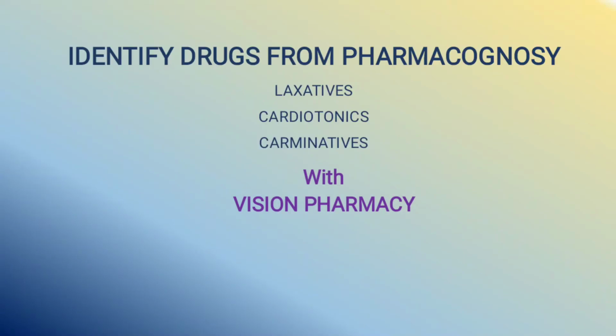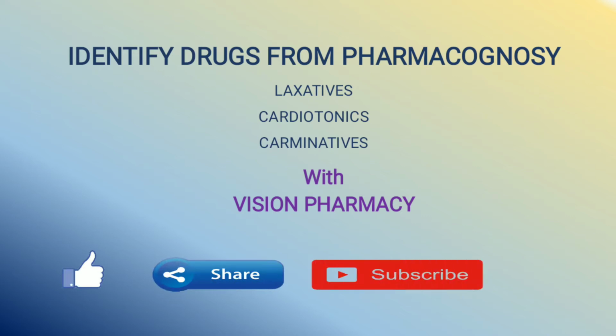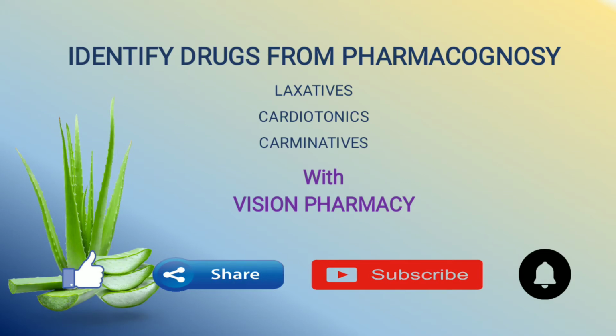In today's video, we are going to identify drugs from pharmacognosy under the category of laxatives, cardiotonics and carminatives. Students, many times we are unable to understand a drug because we do not know its morphology. So the basic intention of this video is to make you aware of how that drug appears, so that it will be easier for you to understand.